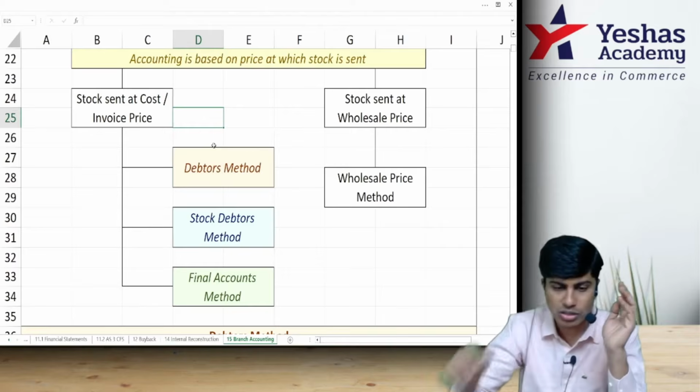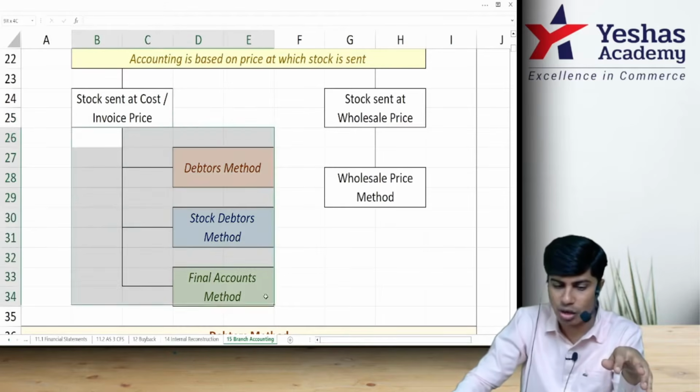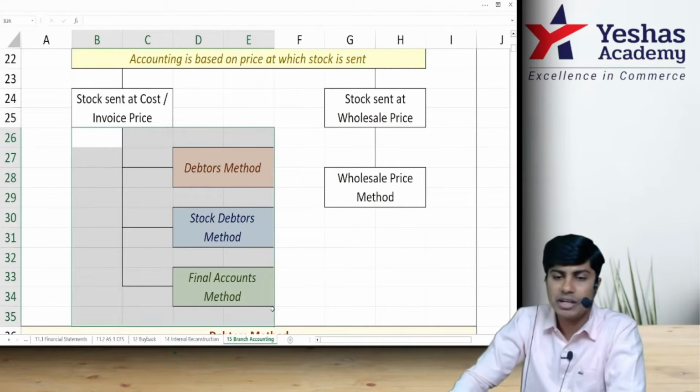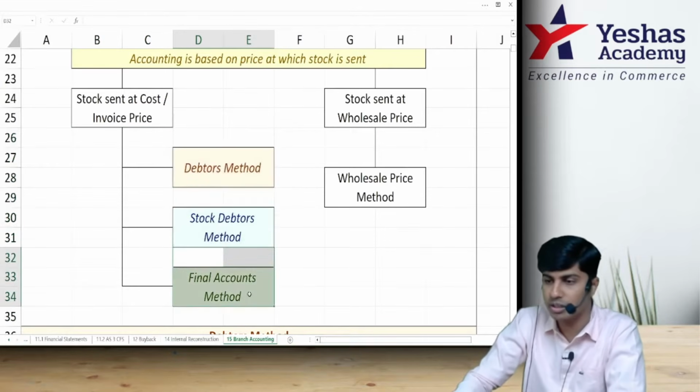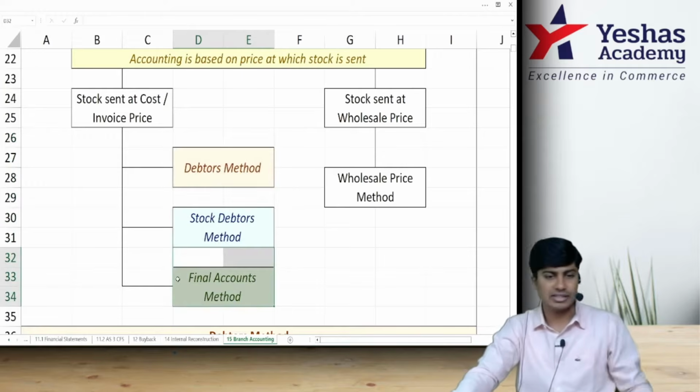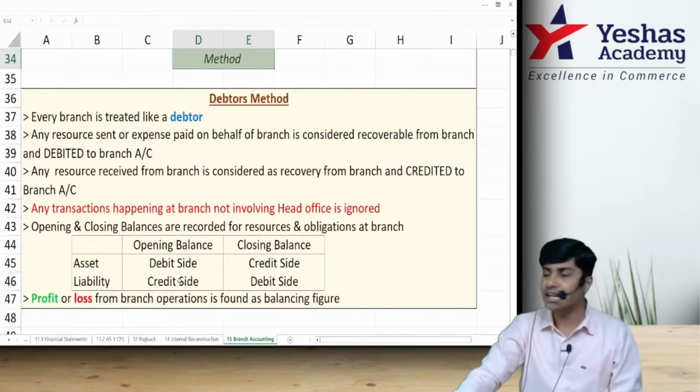Now we'll focus on these three methods: debtors, stock debtors, and final accounts. Irrespective of whether you use the debtors method, stock debtors method, or final accounts method, you end up getting the same profit. To begin with, let's see the debtors method.